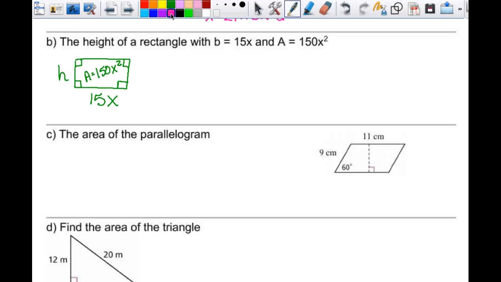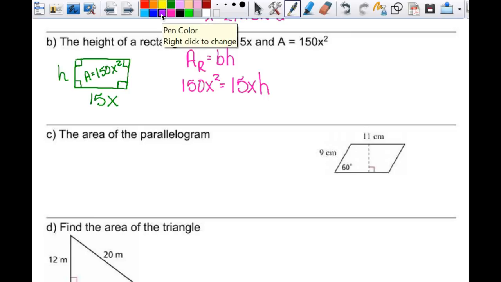All right, so I write down the area equal to base times height. And I substitute everything I know. I know the area. It's 150x squared. That's equal to the base, which is 15x, times the height. What am I solving for? H, the height. So sometimes you have to remind yourself of that. Aren't you used to solving for x? Could I solve this for x? Yes, I could. I could solve this and get x by itself. But that's not what this question is asking for, and I'd be going in the total wrong direction.